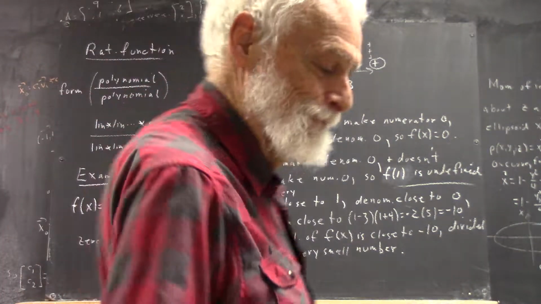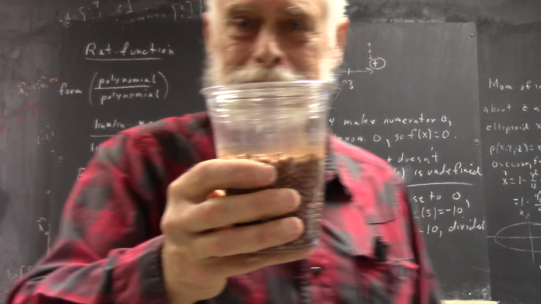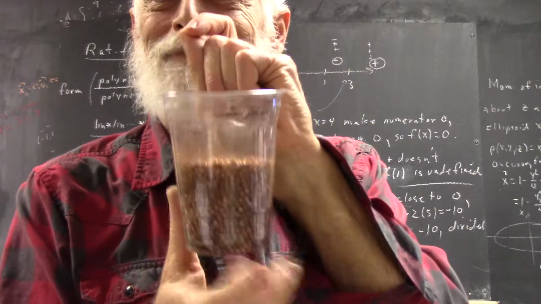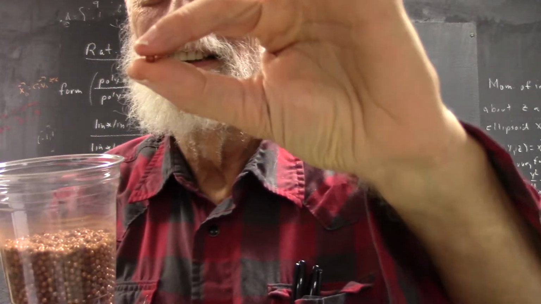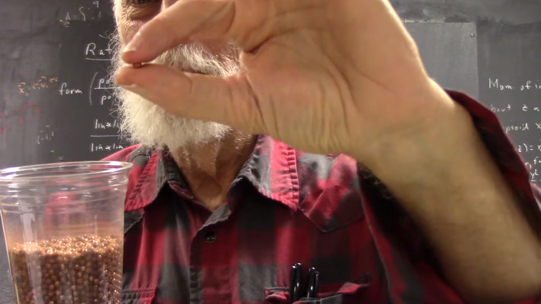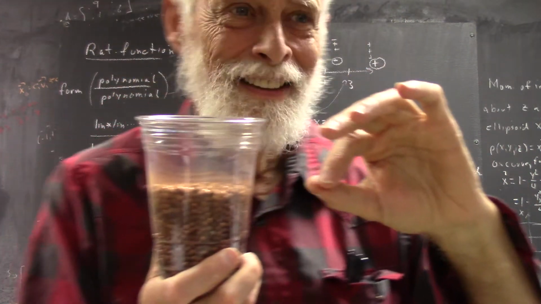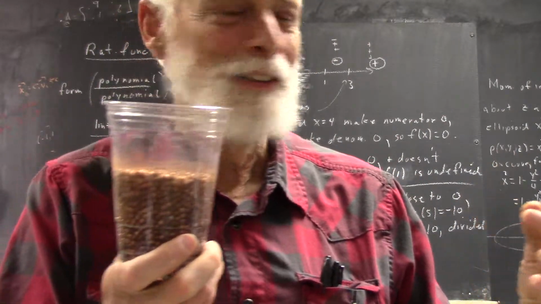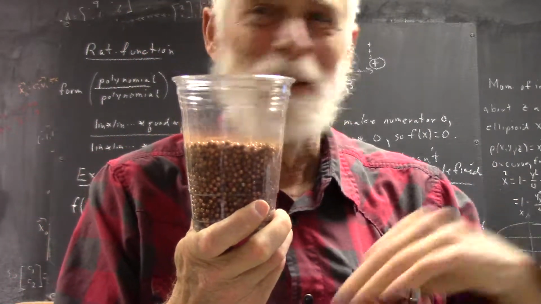Okay, so what I have here is a cup full of BBs. See? And I've got a little BB here. That's little Bobby, the BB. They all have names. Now, I'm doing this publicly, yes. I'm going to post it.